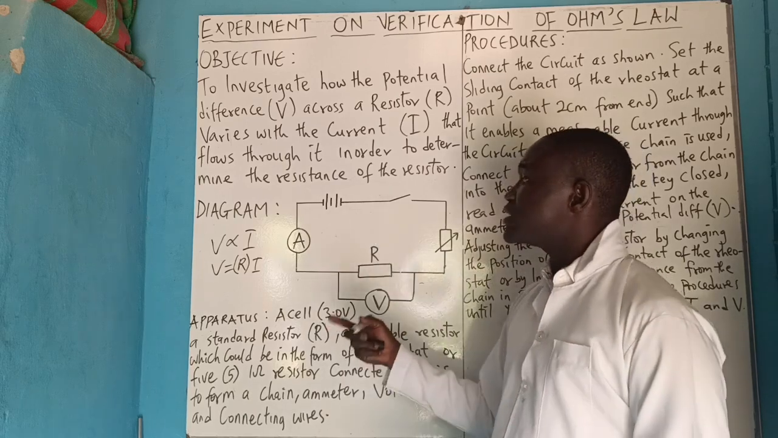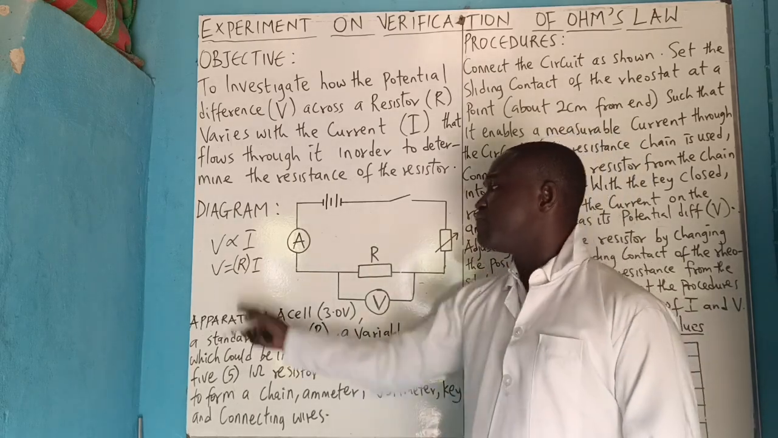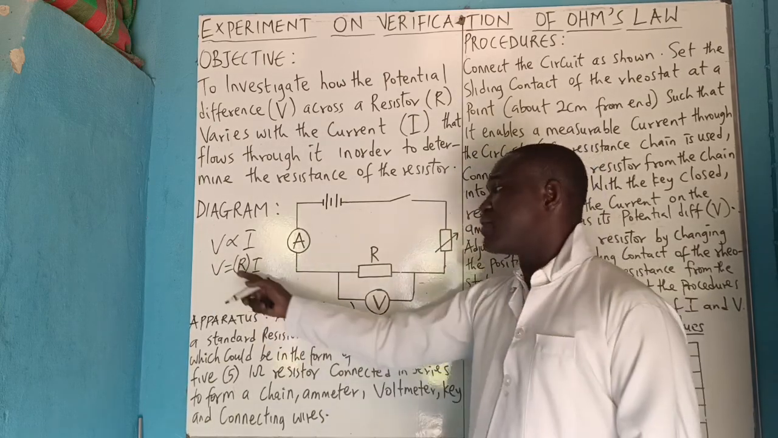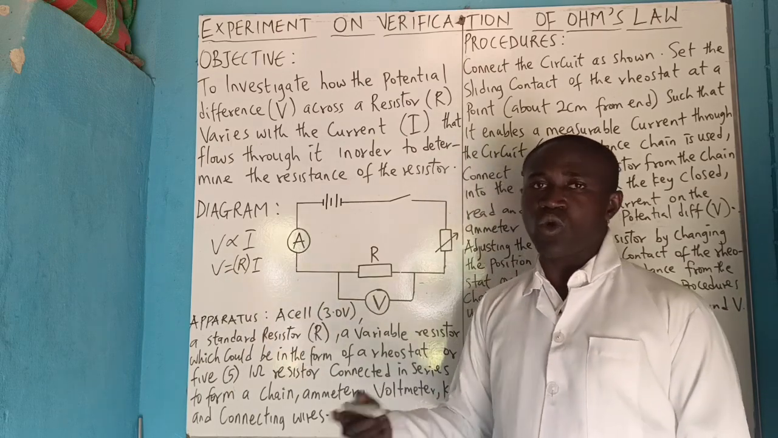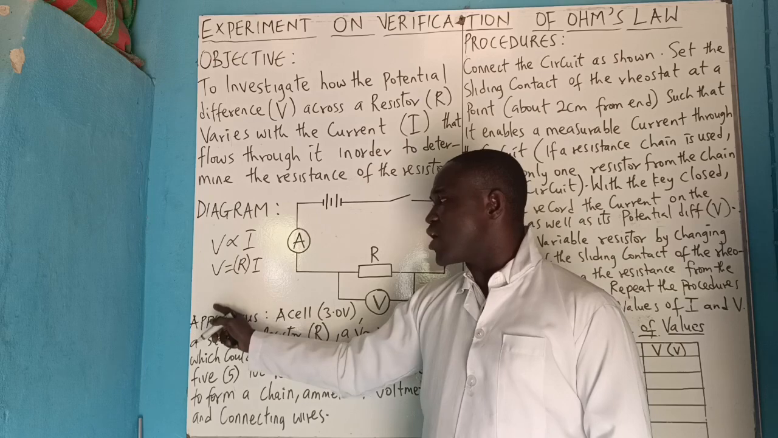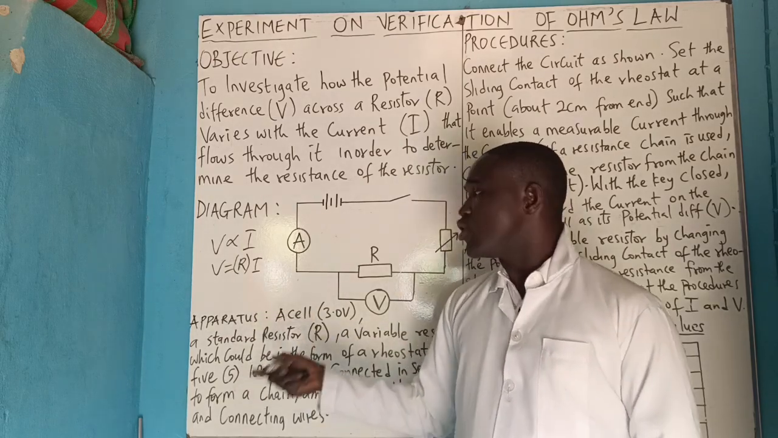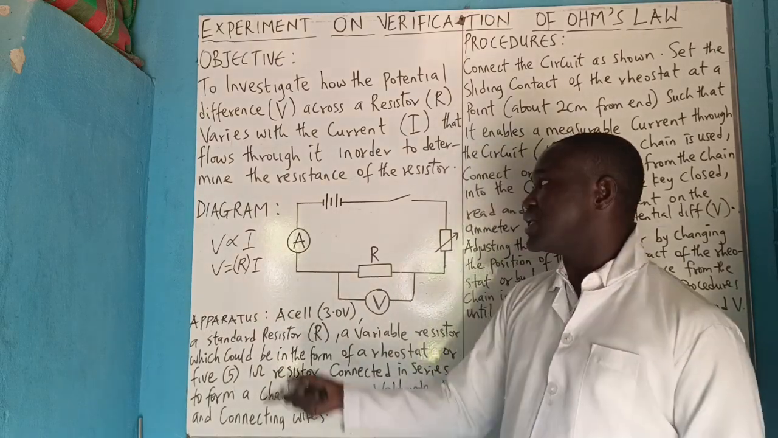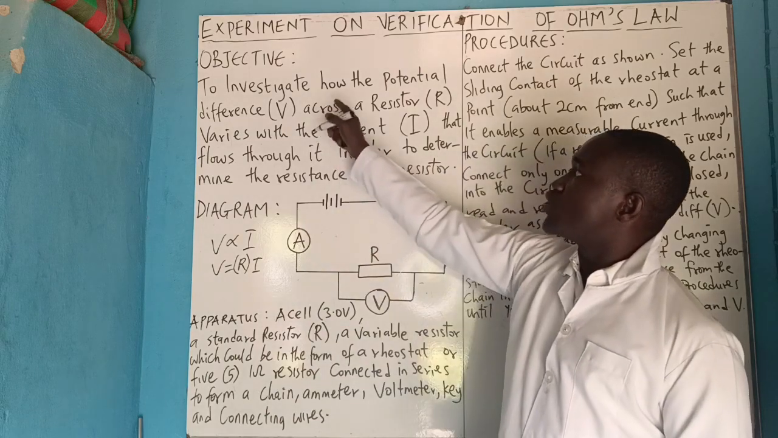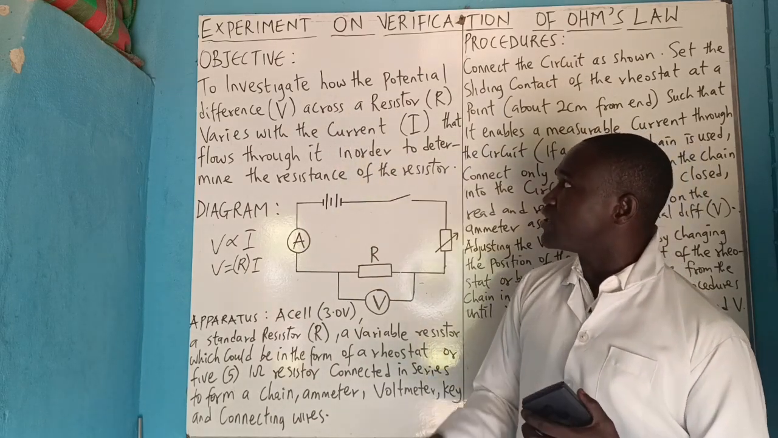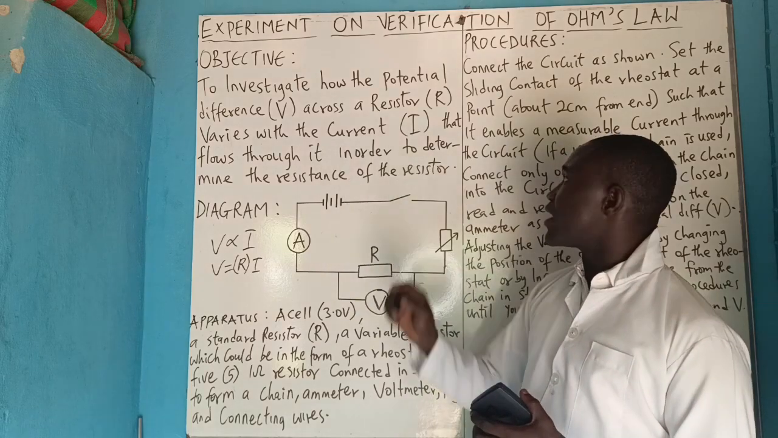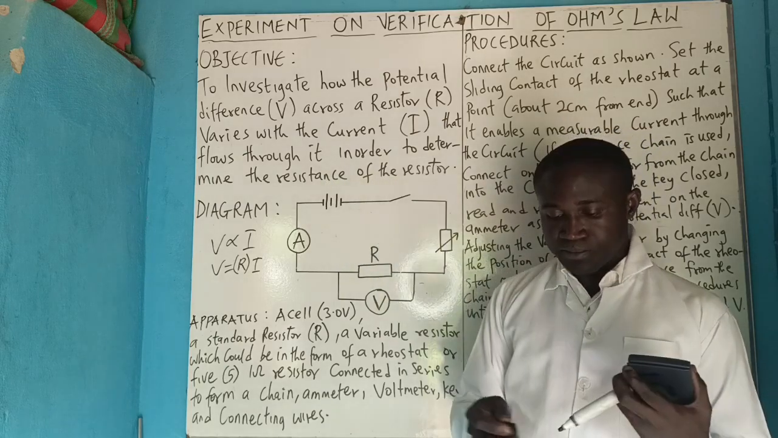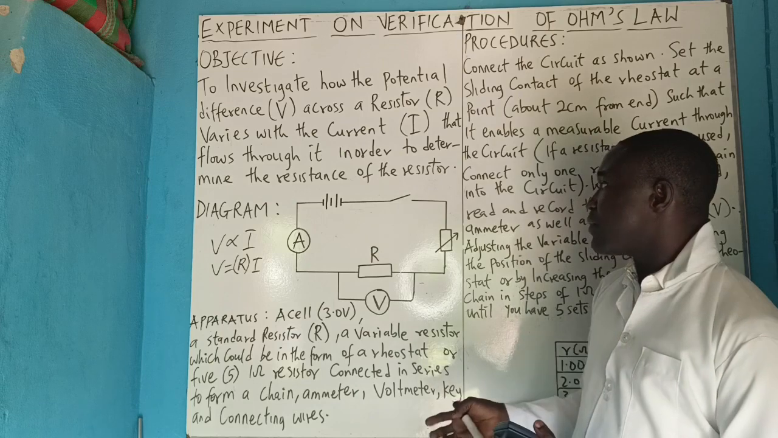So this experiment is to verify, is it true that voltage or potential difference is directly proportional to current? That is, the higher the potential difference, the higher the current. That is what we want to verify. Or whether we will be getting the higher the current, the lower the potential difference. Or whether you will be getting the higher the potential difference, the lower the what? Current. We want to verify that in this experiment. And so, it is to investigate how the potential difference V across a resistor varies with the current that flows through it in order to determine the resistance of the what? Resistor.